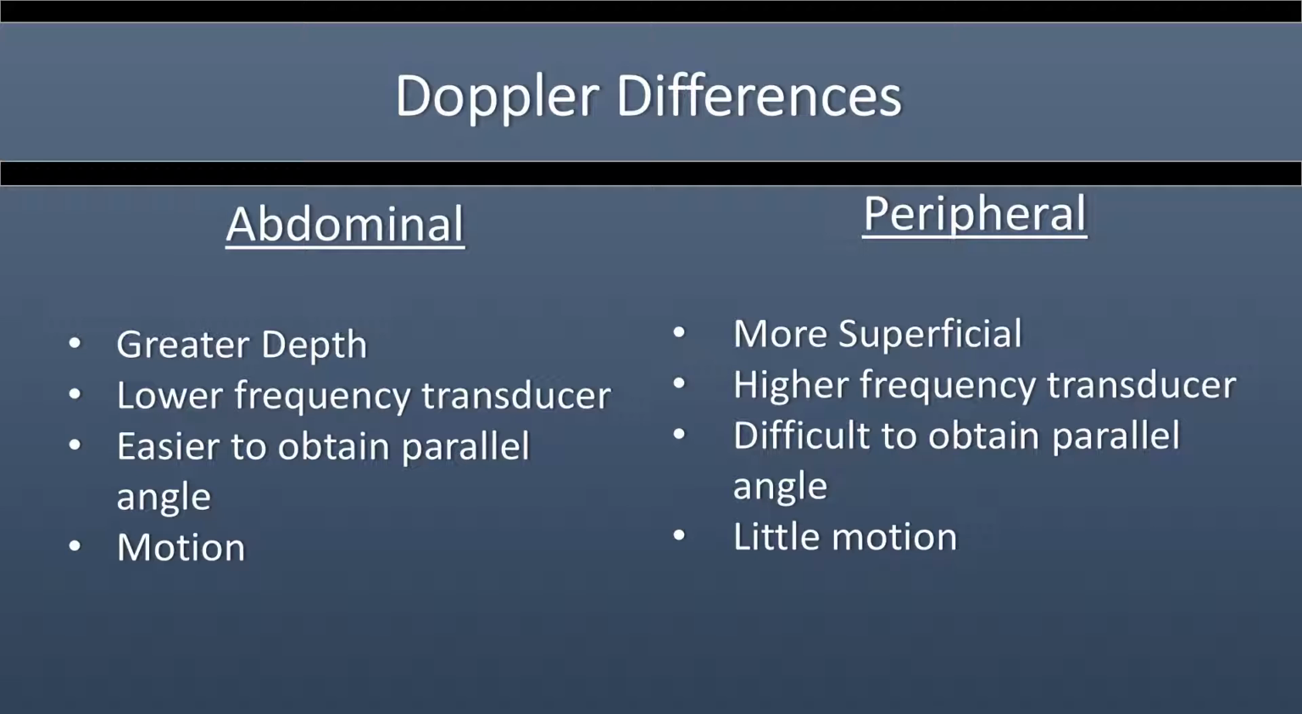Now with the peripheral vessels, it's almost impossible to get a parallel angle just by heel-toeing or coming from a different approach. The majority of the time you're going to be using that angle of insonation, and you're going to be adjusting it to 60 degrees or lower in order to get a more accurate measurement.